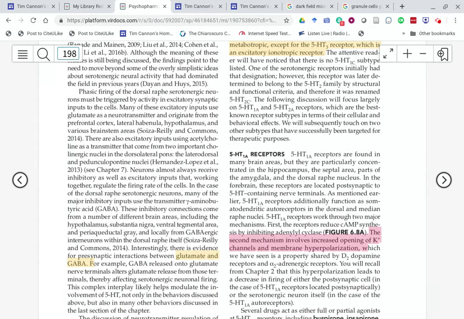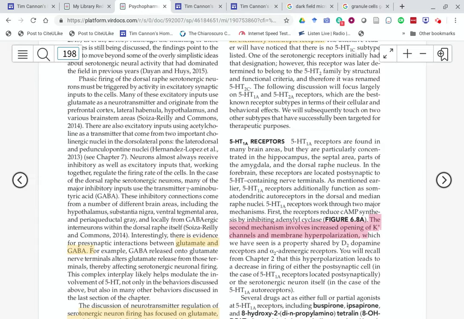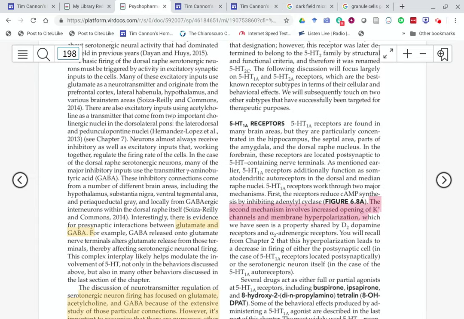You'll read that. Phasic firing, the dorsal raphe. There's the habenula again. Lots of other neurotransmitters here. Lots of them. So these cells, all the neurotransmitters almost talk to everybody. In the case of the dorsal raphe serotonergic neurons, many of the major inhibitory inputs use the transmitter GABA, gamma aminobutyric acid. They come from a number of different brain areas, including the hypothalamus, substantia nigra, ventral tegmental area, periaqueductal gray, and also cells within the dorsal raphe itself.